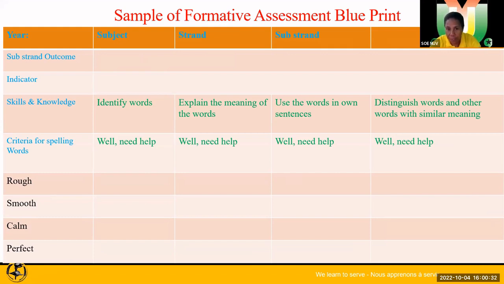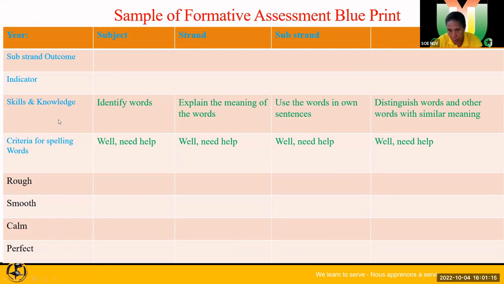The difference between a formative and summative assessment is you will normally see in a summative assessment the number of specific learning outcomes or indicators. There should be more than one, whereas in formative you could only just use one because it's specific. And also, if you are looking at the screen that I am sharing, you have skills and knowledge. So what are the skills and knowledge that you are going to assess through formative assessment? So in this example of spelling words, the skills and knowledge, and then the criteria for spelling words.